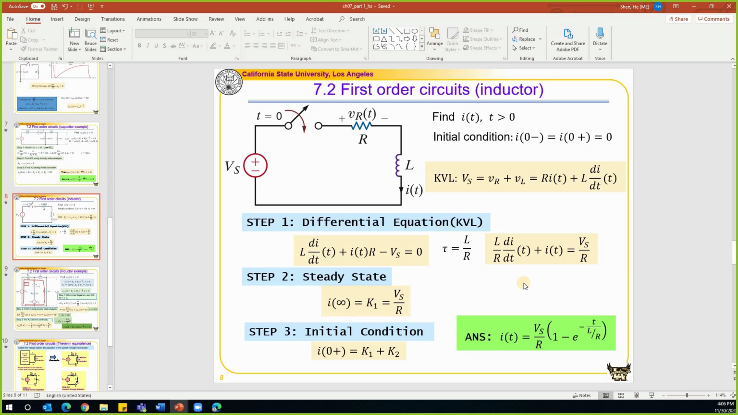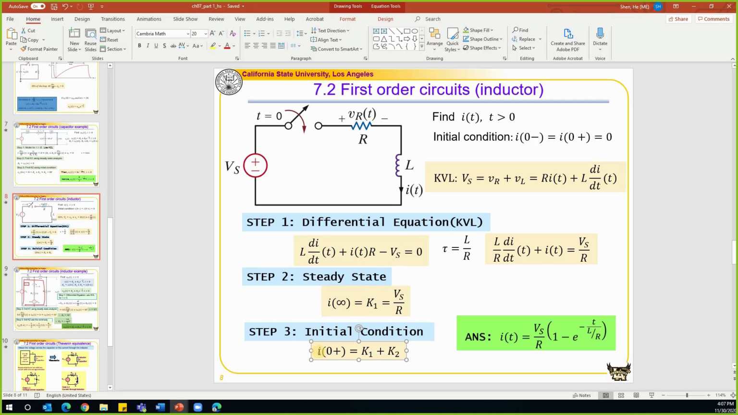After we get the differential equation, the rest is to find these constants. i(t) is equal to K1 plus K2 times e to the power of negative t over tau. K1 is equal to the steady-state value of i at time equal to infinity. Time equal to infinity means this has been closed for a long time. What will be the current? After a long time, in steady state, this inductor will be modeled as a wire, so the current will be equal to Vs divided by R. That is how we find the steady-state value, and it's also equal to K1.